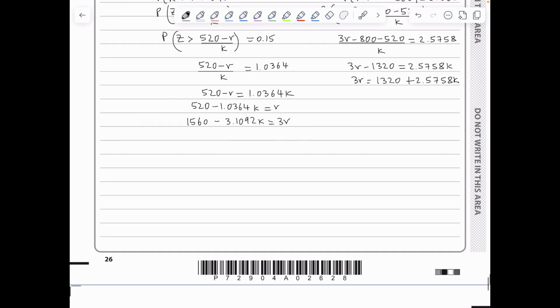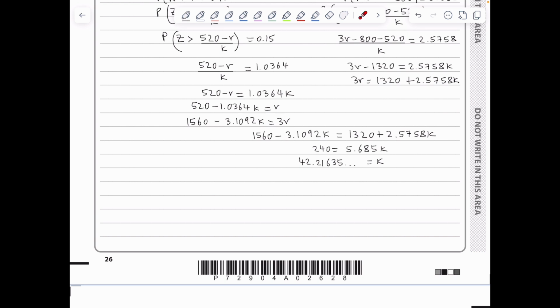So we are looking at 1560 minus 3.1092K being equal to 1320 plus 2.5758K. So we've got 240 being equal to 5.685K, and if I divide both sides by 5.685, we get 42.21635... for the value of K.